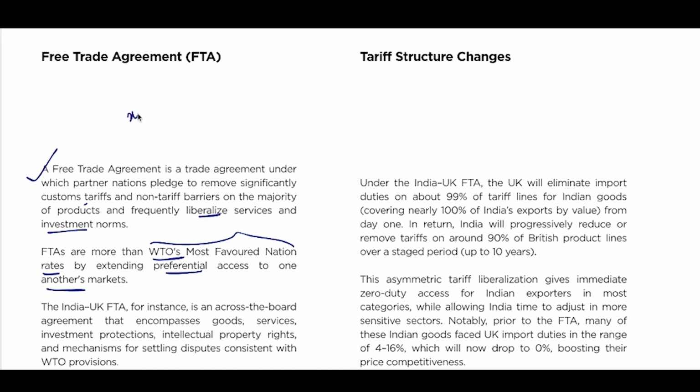So for example, let's say a new country X, as soon as it becomes a member of WTO, will have to extend the minimum import duty that it applies. Let's say, for instance, in the field of textile, the country X imposes 5% import duty on all imports under the textile category. So this minimum 5% will have to be extended to all the members of WTO. That is why it is not favored nation, it is most favored nation.